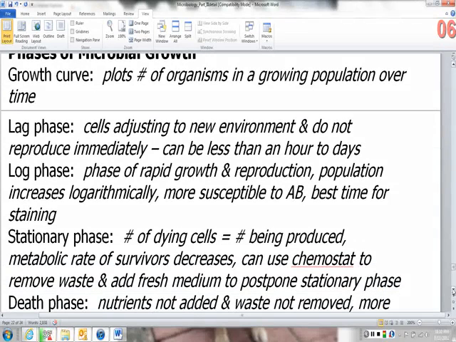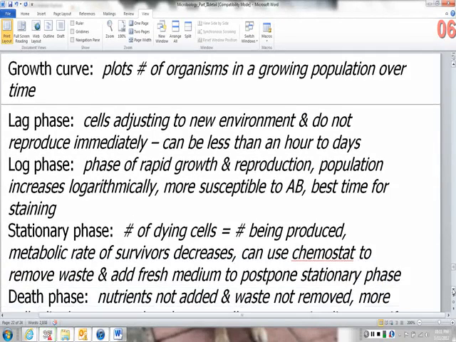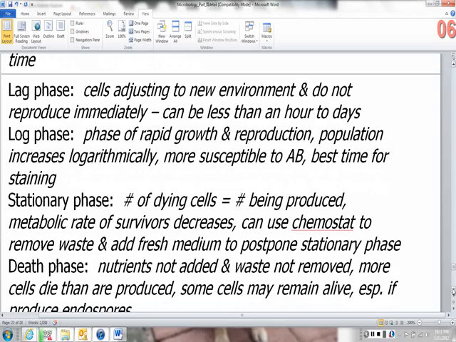During the stationary phase, the number of cells dying is equal to the number of cells being produced, and the population numbers stay the same. The metabolic rate of survivors decreases, so fewer cells are produced. A chemostat may be used to maintain the population by removing waste and adding fresh medium to postpone the stationary phase.